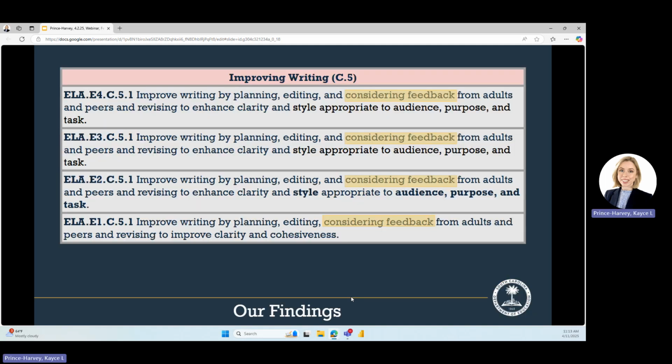So a couple of examples that I've pulled from the note catcher. When we see Communication 5, that's our standard for improving writing, particularly at the high school level, it specifically mentions considering feedback from peers and adults and using that to revise and enhance student work. So it is a specific expectation within the standards that students consider feedback from both peers and adults.